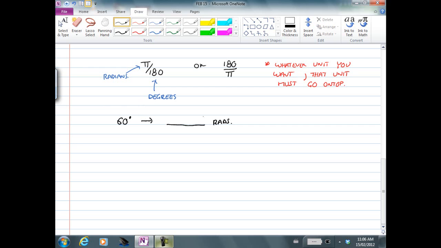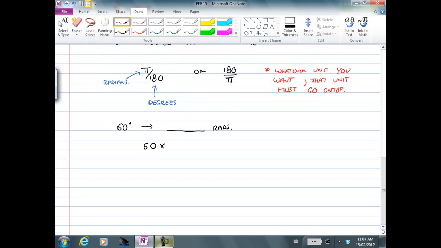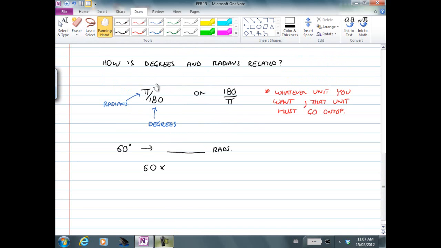Okay, this is what they say. I have degrees, but I don't want to work with degrees because in Math 12 it's all radians. Radians is quicker, better. So what we're going to do is go 60 times... I have two fractions to work with, either pi by 180 or 180 over pi. You're going to use only one of those fractions. Think about which one I'm going to use. Multiply by 60 and simplify, and then you get your answer in radians.